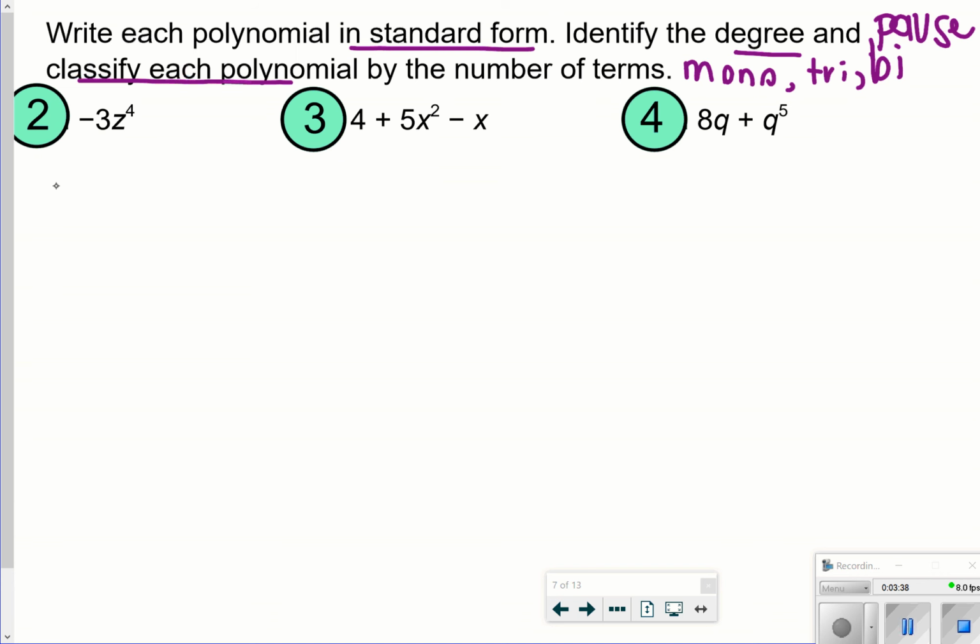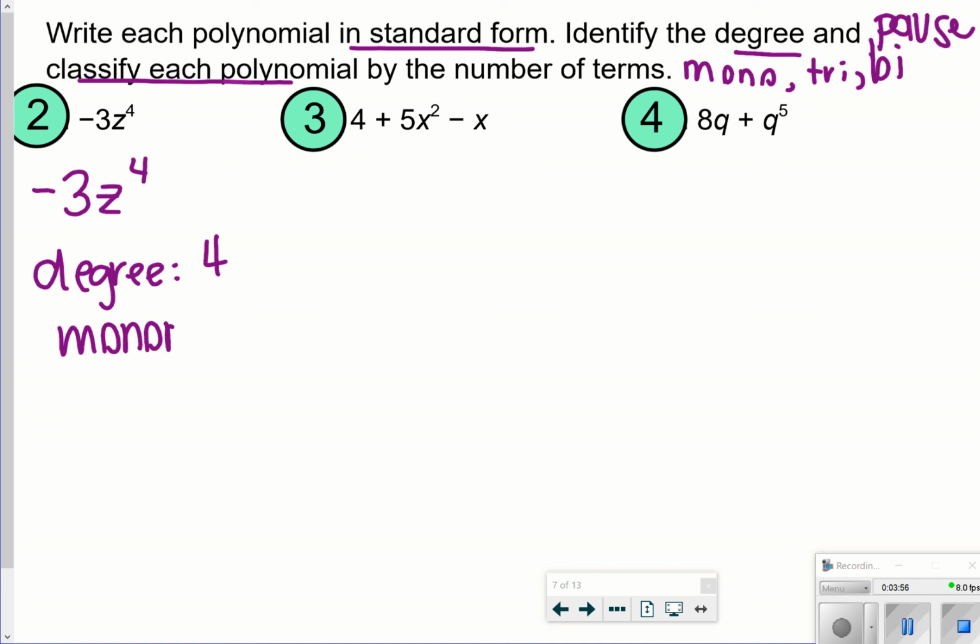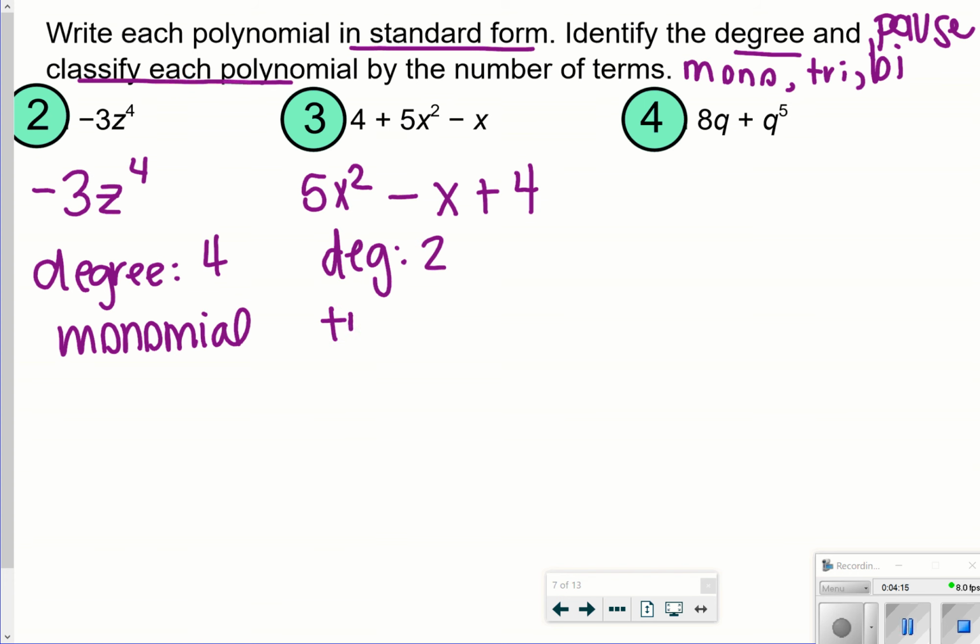So number 2 is actually already written in standard form because this is the only exponent we have. So standard form is -3z to the 4th power. The degree is 4, and this is considered a monomial. For number 3, the standard form would be 5x squared first, and then minus x, and then plus 4. The degree in this one, I'll just write DEG, is 2, and this one is called a trinomial.